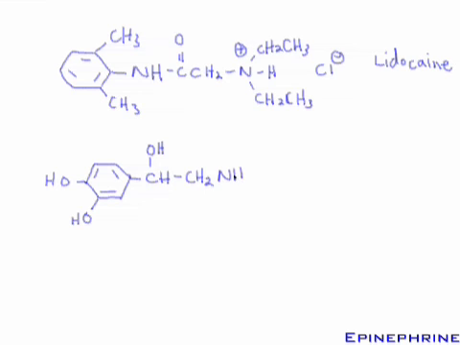Here's the structure of epinephrine. And lo and behold, look at this. Here's the carbon, which has my OH group. That's my alpha carbon. Here's a beta carbon. And what do we have off the beta carbon? We have a nitrogen. This is a beta amino alcohol.